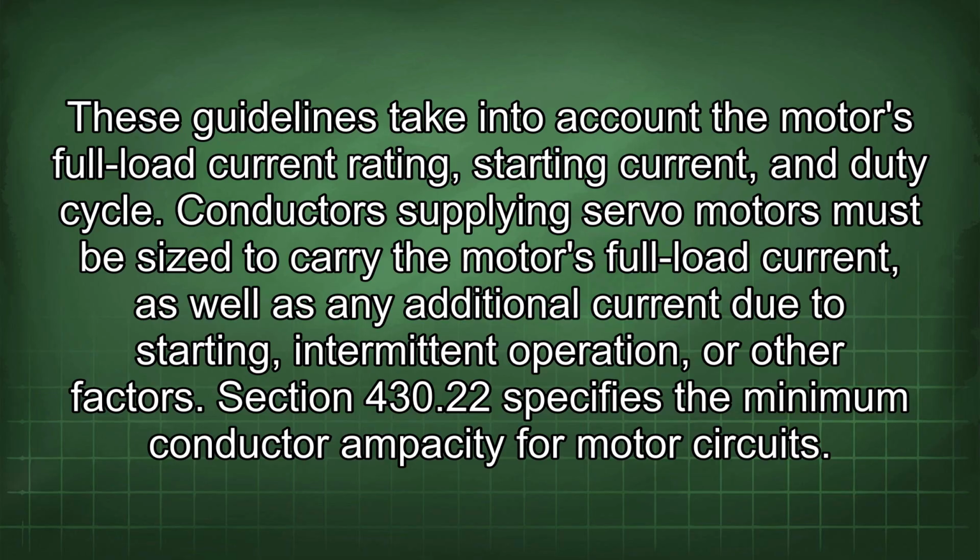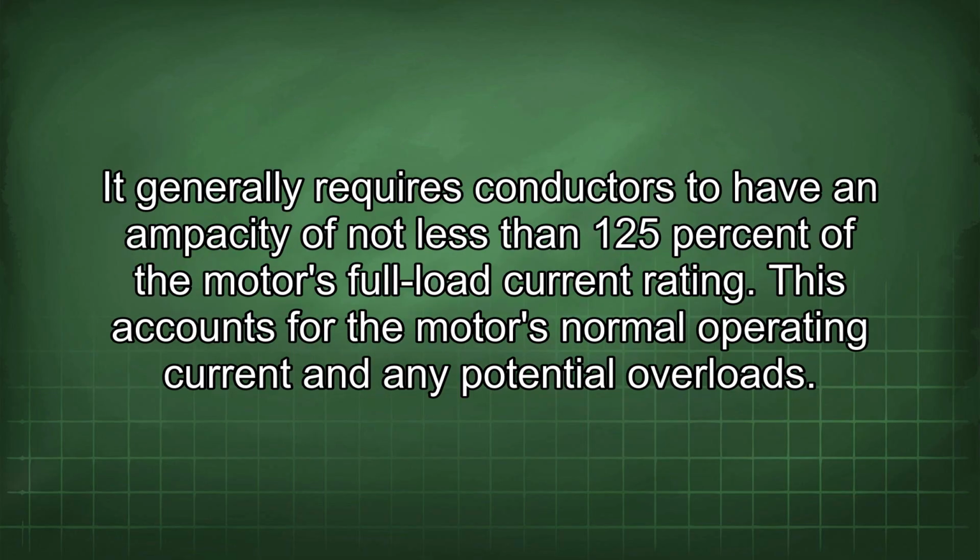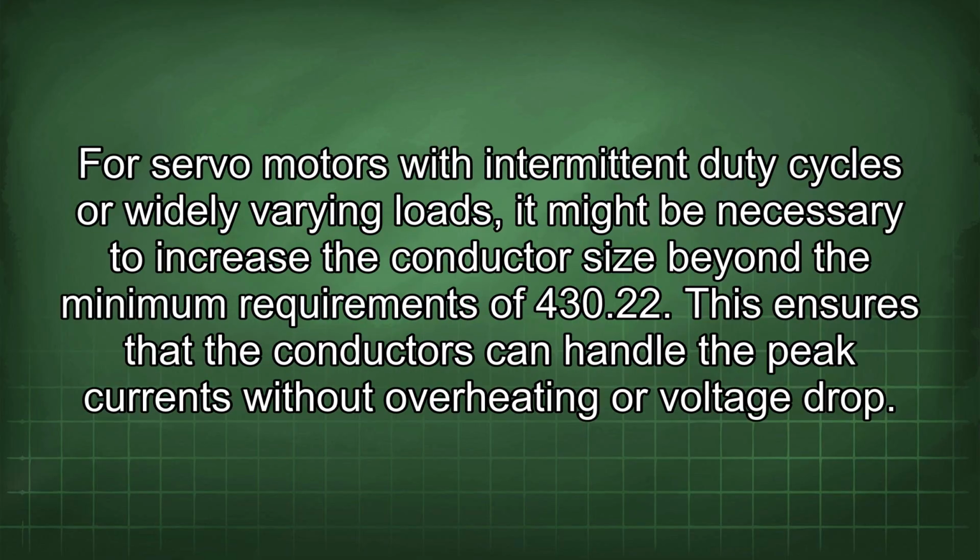Section 430.22 specifies the minimum conductor ampacity for motor circuits. It generally requires conductors to have an ampacity of not less than 125% of the motor's full load current rating. This accounts for the motor's normal operating current and any potential overloads. For servo motors with intermittent duty cycles or widely varying loads, it might be necessary to increase the conductor size beyond the minimum requirements of 430.22. This ensures that the conductors can handle the peak currents without overheating or voltage drop.